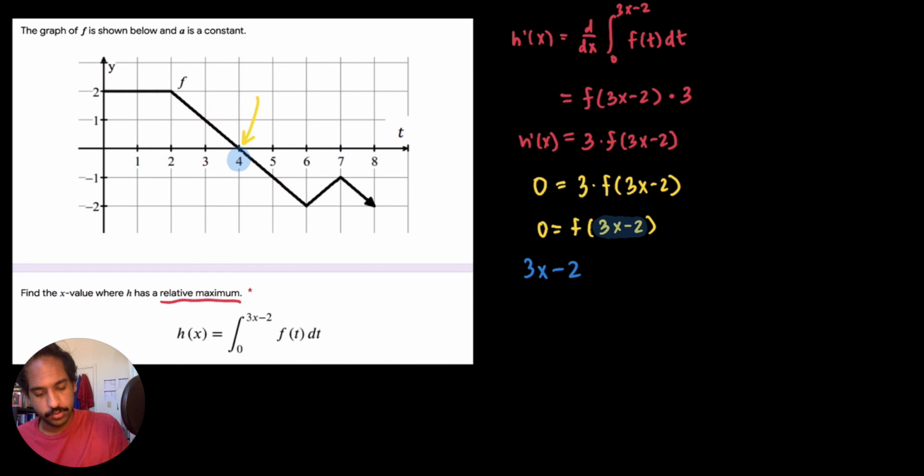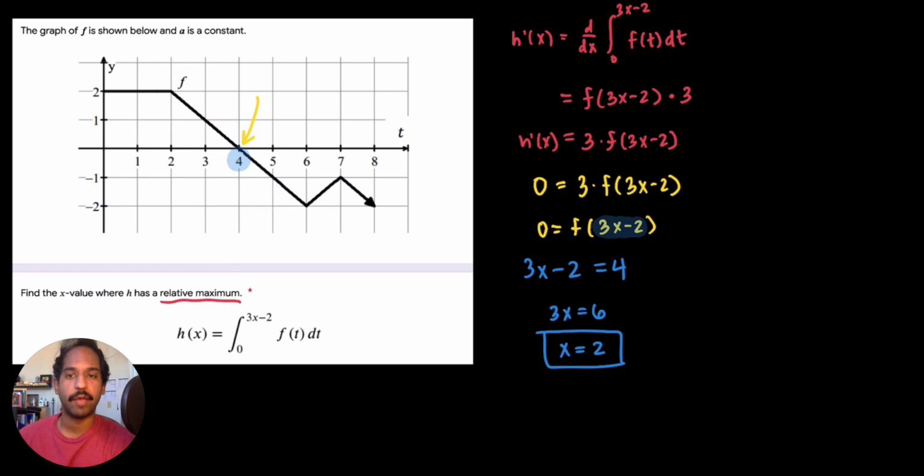And so we can write that out. 3x minus 2 equals 4. Add 2 to both sides. 3x equals 6, and then x equals 2. And so we find that our function will have a relative maximum at x equals 2.